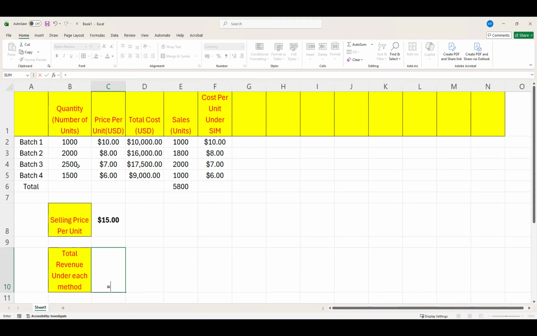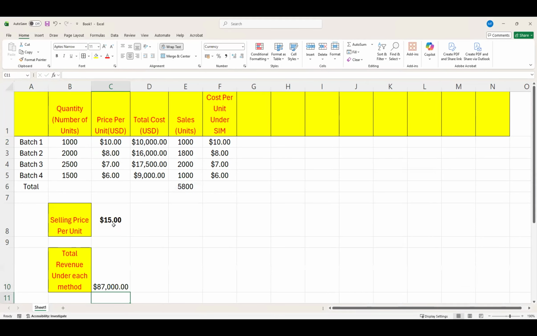Because while calculating the total cost, I entered the number of units first just to make it consistent, I will just enter the number of units first, although it doesn't matter at all. So number of units multiplied by sales. My total sales is $87,000, which remains the same for all the methods. That is for sure.